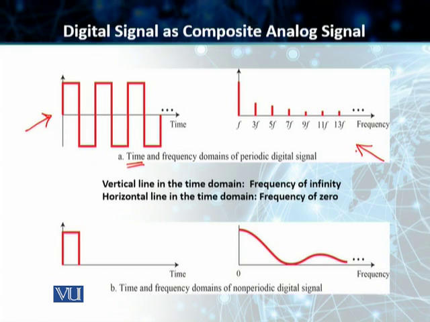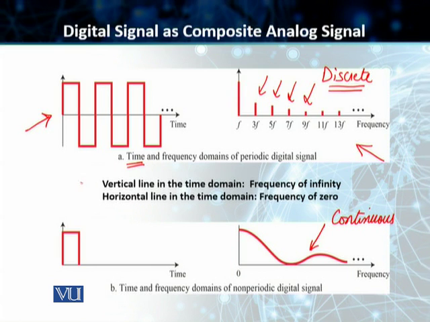Students, we'll go to our second figure, which is showing a non-periodic digital signal. On the left-hand side, once again, you have a time domain plot. On the right-hand side, you have a frequency domain plot. Students, once again, the decomposed signal still has infinite bandwidth, but the frequencies are continuous, not discrete. All the frequencies for a periodic digital signal are discrete. In the case of a non-periodic signal, we have frequencies which are continuous.